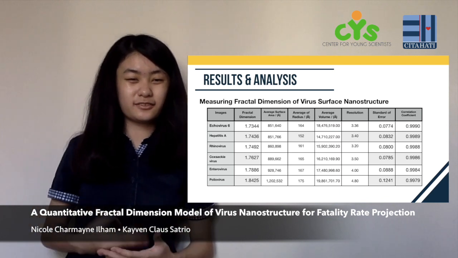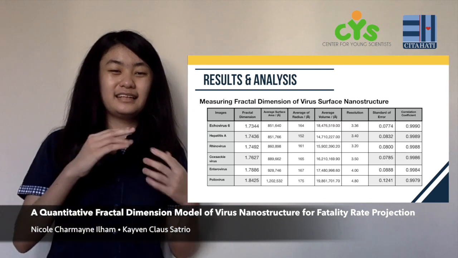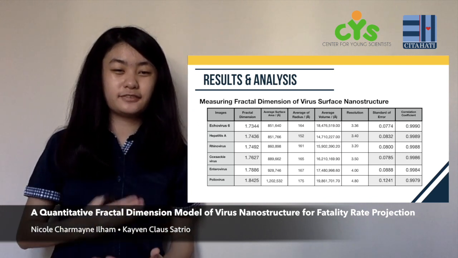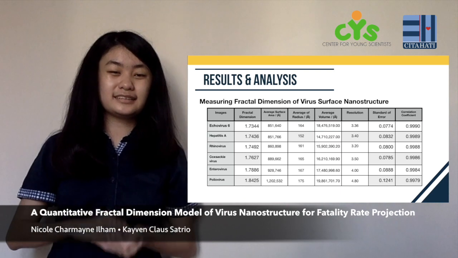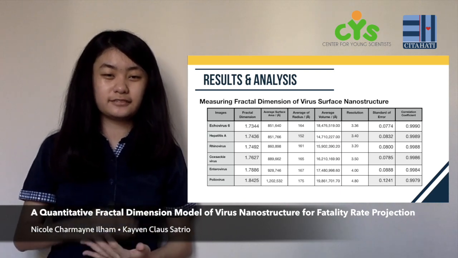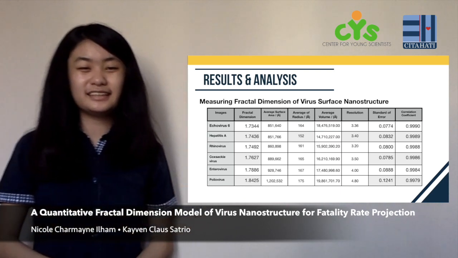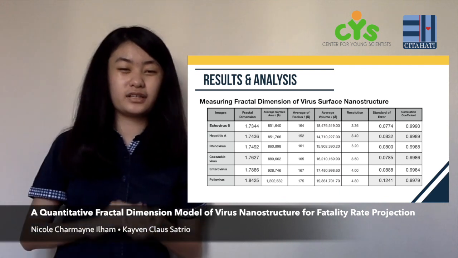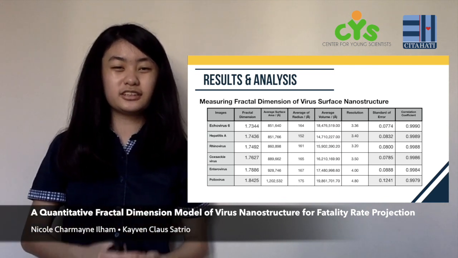As you can notice from the graph, the echovirus has the lowest fractal dimension out of the 6 viruses, while the poliovirus has the highest fractal dimension out of the 6 viruses. And here you can see that as the surface area of the viruses increases, the fractal dimension increases as well.